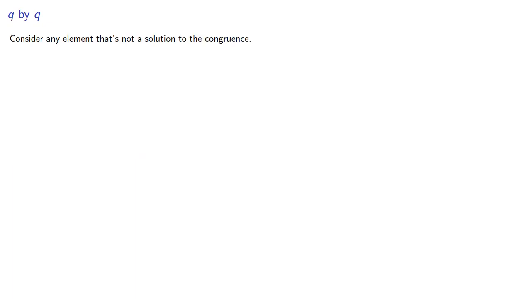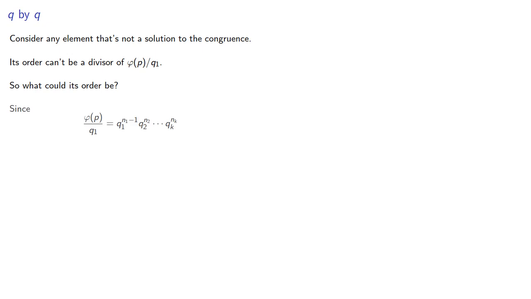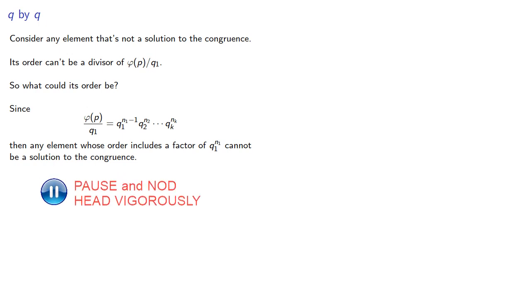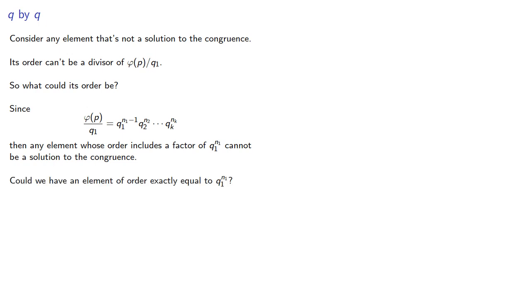So consider any element that's not a solution. Again, its order can't be a divisor of phi of p divided by q1, so what could its order be? Since phi of p divided by q1 is a solution set, then any element whose order includes a factor of q1 to the n1, that is the greatest power of q1 that divides phi of p, cannot be a solution to the congruence. So could we have an element of an order exactly equal to this highest power?